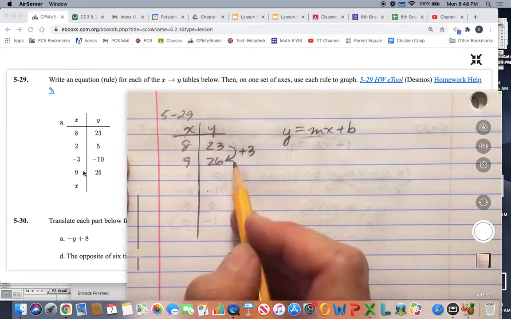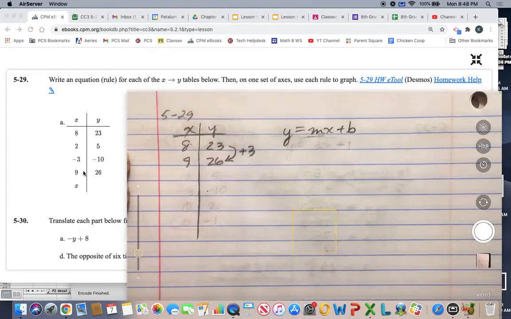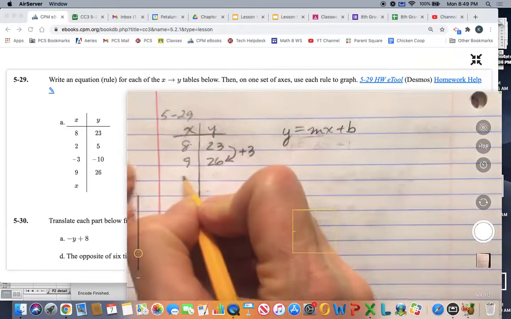Okay, so these other numbers that are in the table are smaller than 8 and 9. And so when x increases in value, then y also increases in value. But if we go to a smaller value of x, then y must decrease each time by that same amount. So let's see if that works out.